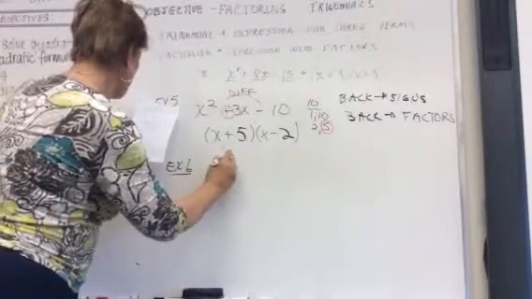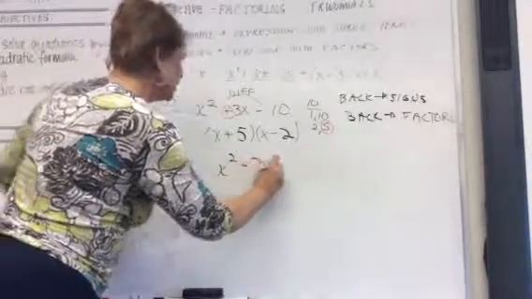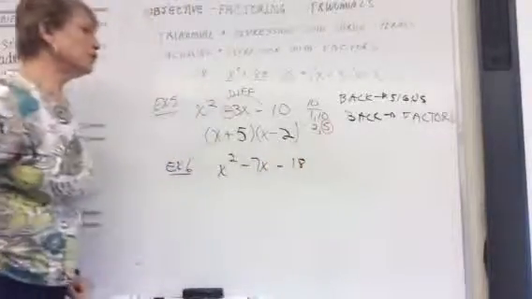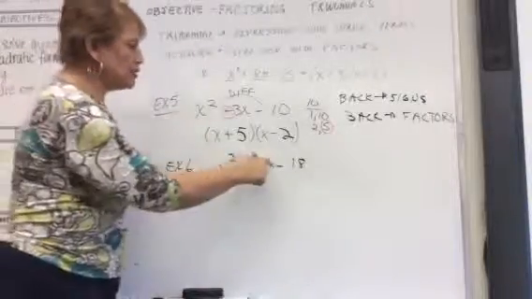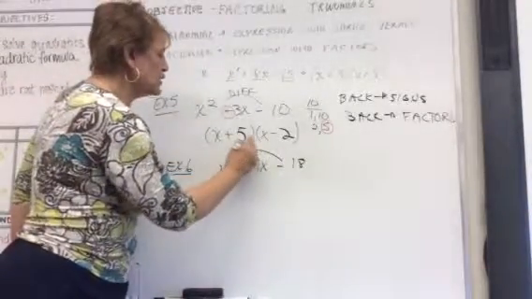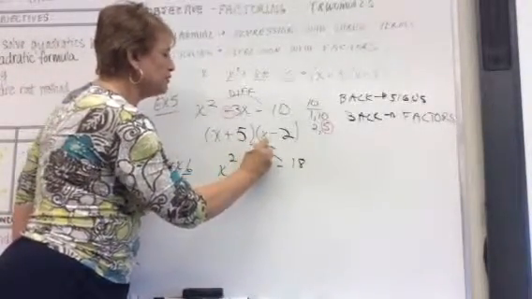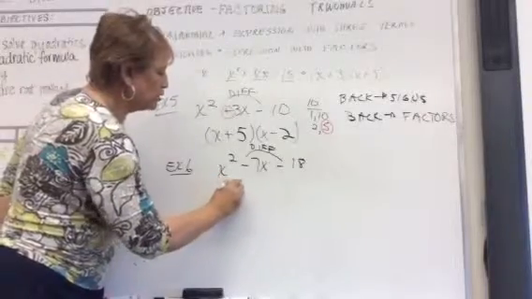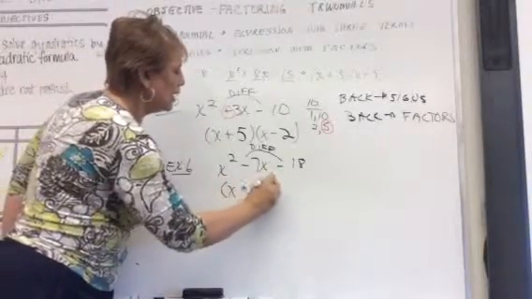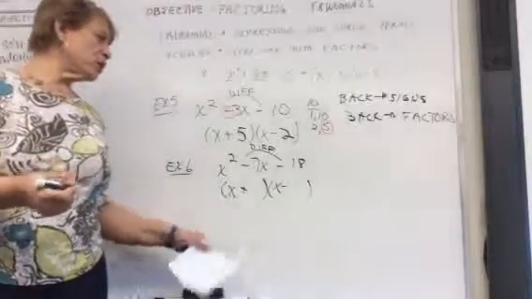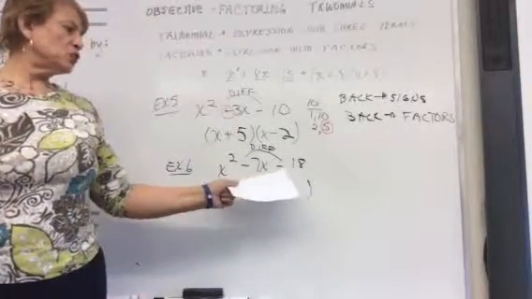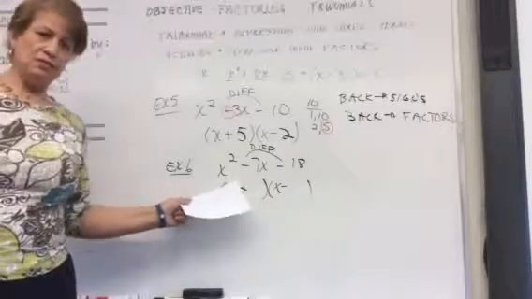X squared minus 7x minus 18. All right, don't forget, look in the back first. I have a subtraction sign. That means the signs are going to be different. So I'm going to write x plus, x minus. Now the question is, what factors of 18 do I subtract and get 7?